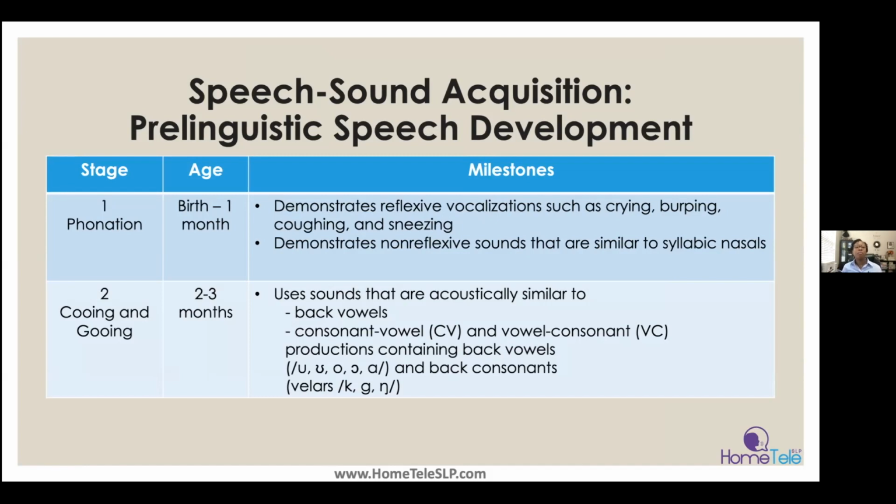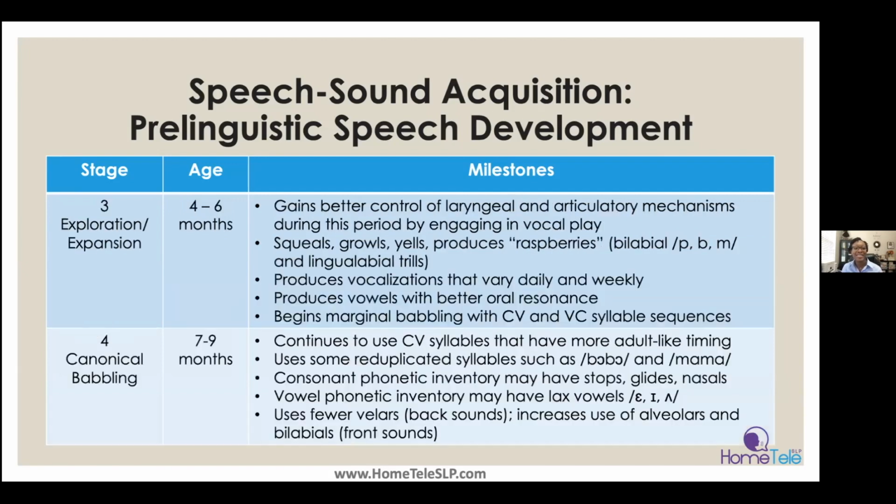So here are some pre-linguistic or early speech development milestones. And as you can see, phonation is an early one at stage 1. Stage 2 is what we call cooing and gooing. So babies are playing with vowel sounds and starting to use some consonant vowel combinations. And then at stage 3, the exploration stage or expansion stage, they're starting to gain better control of their voice box, their laryngeal area here, and the throat, and their articulatory mechanisms like the tongue and the teeth and the lips.